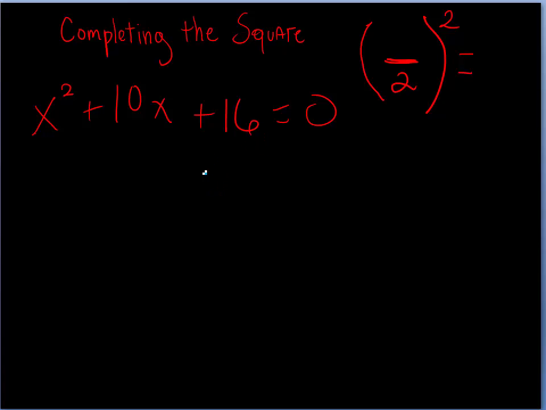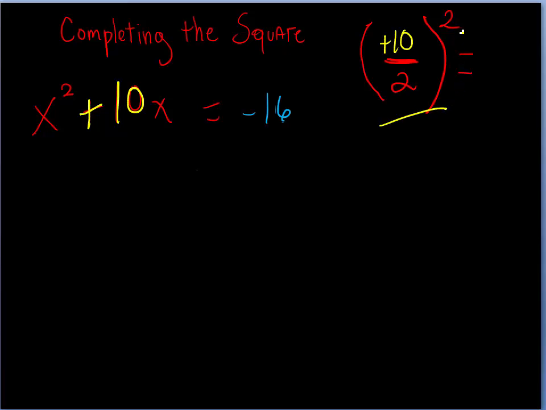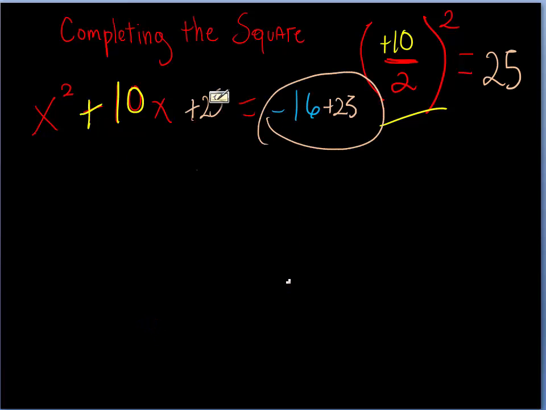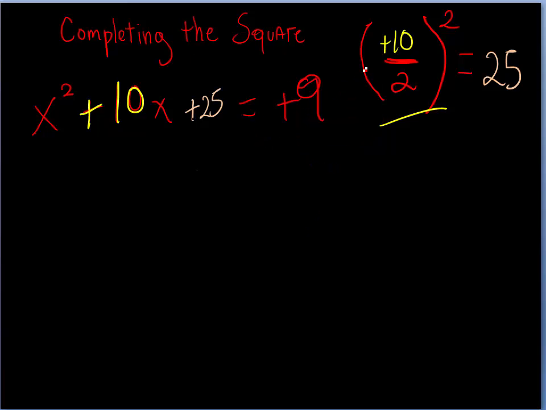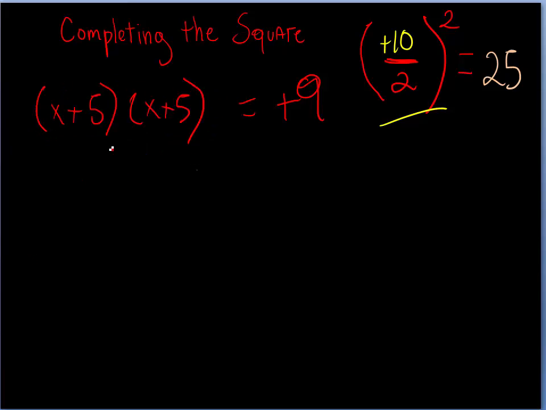One last example. Subtract negative 16 from both sides. Good. Now take the middle term, plus 10, divide it by 2, raise it to the second power. Should be 25. Add that to both sides. Simplify the right side, positive 9. Factor the left side. It will factor to x plus 5 times x plus 5. Rewrite that as x plus 5 squared.